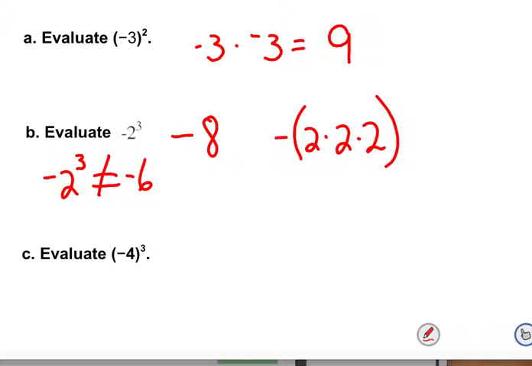Do number negative 4 cubed. Negative 4 cubed. You have a cube.